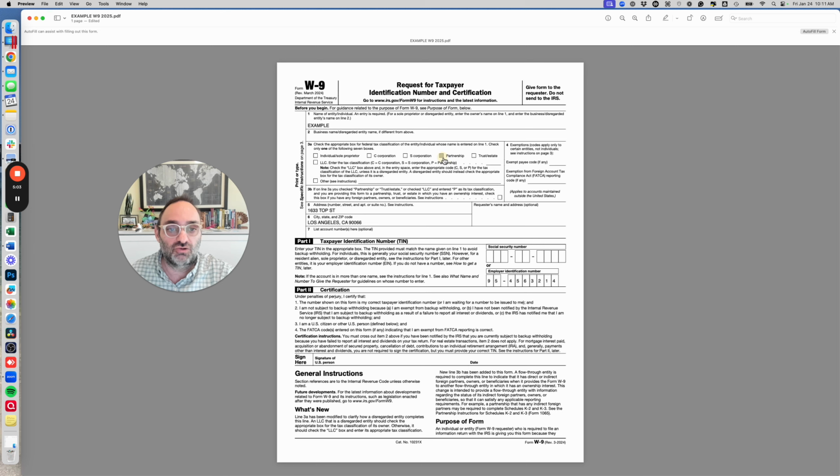And then there are LLPs, limited liability partnerships. They would get a 1099, and trusts and estates get a 1099.